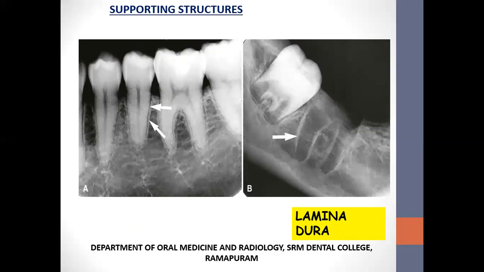The thickness and density of the lamina dura on the radiograph vary with the amount of occlusal stress to which the tooth is subjected. The lamina dura is wider and more dense around the roots of teeth in heavy occlusion and thinner and less dense around teeth not subjected to occlusal function.